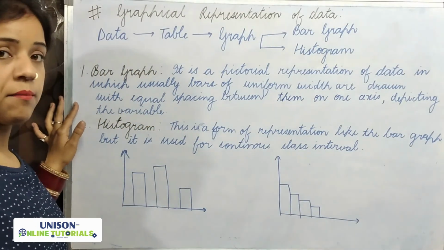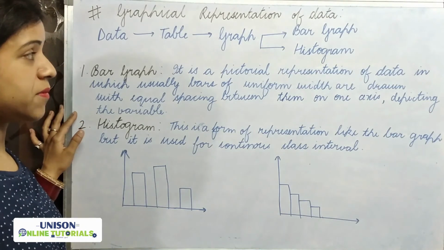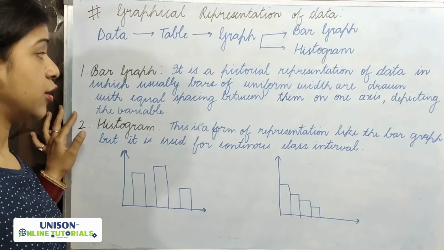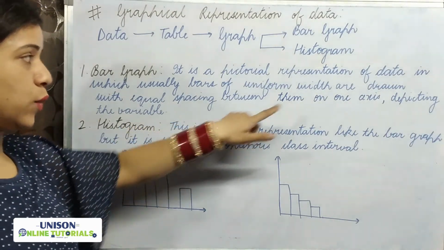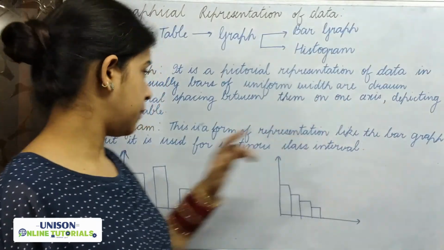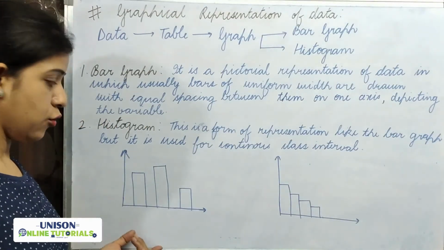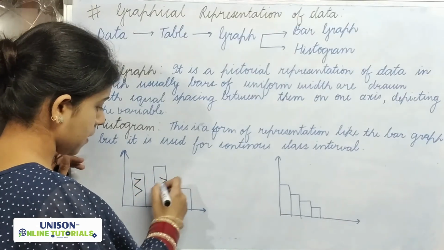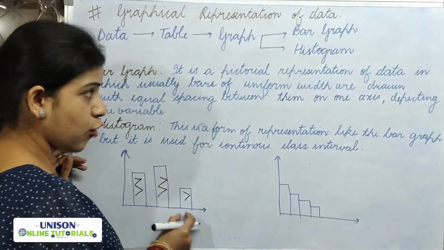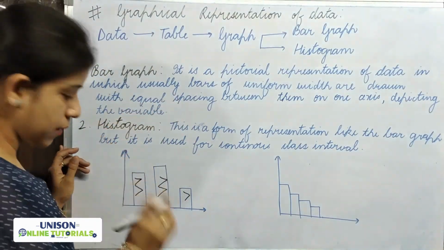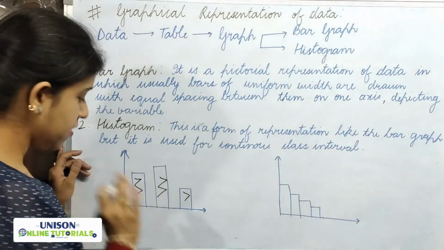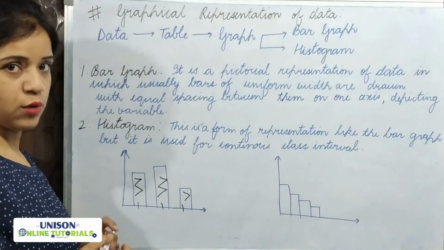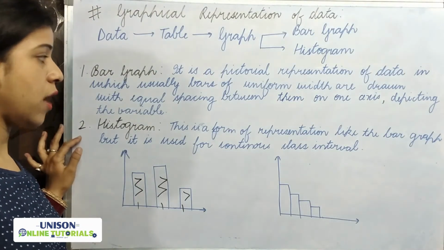Now what do we understand by bar graph? It is a pictorial representation of data in which usually bars of uniform width are drawn with equal spacing between them on one axis depicting the variable. Here you have a bar graph in which these are bars. Bars of uniform width are drawn with equal spacing between them. These bars are of the same width. Similarly, the spacing between them is also equal. This is a bar graph.